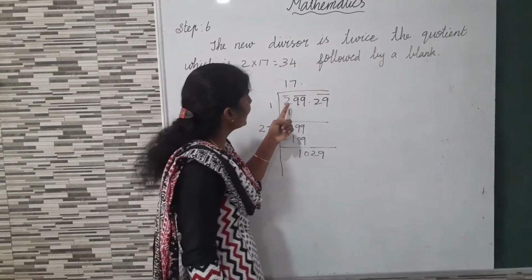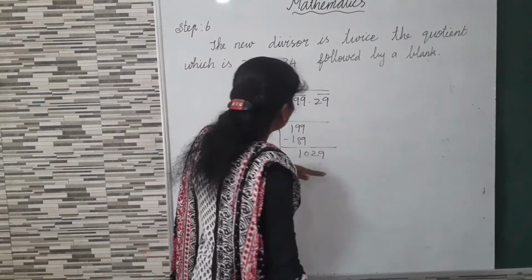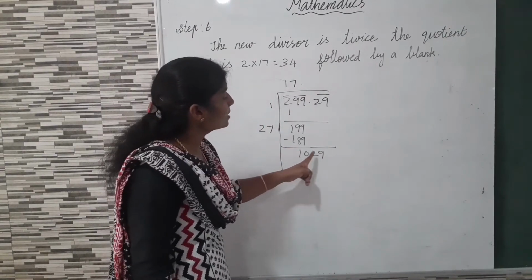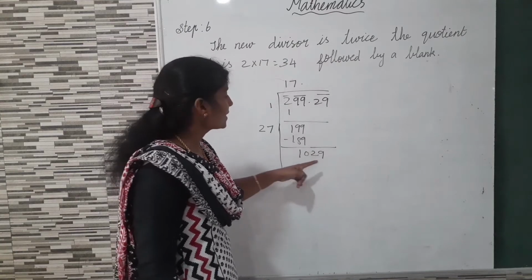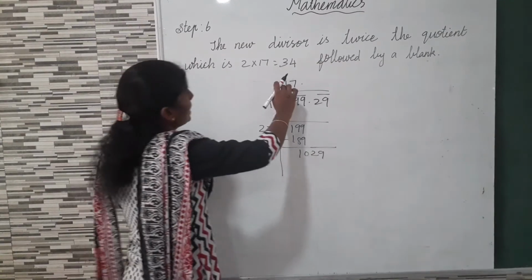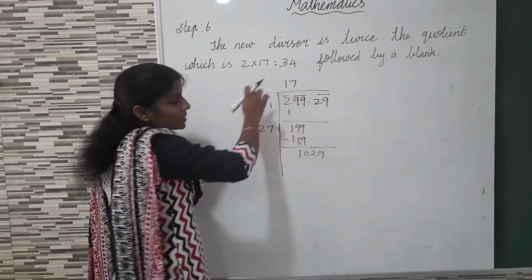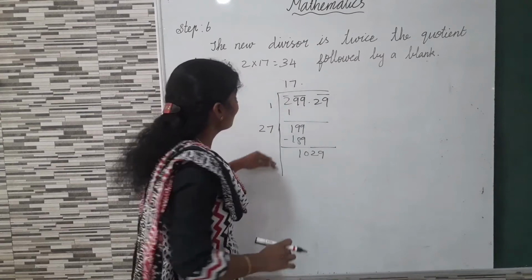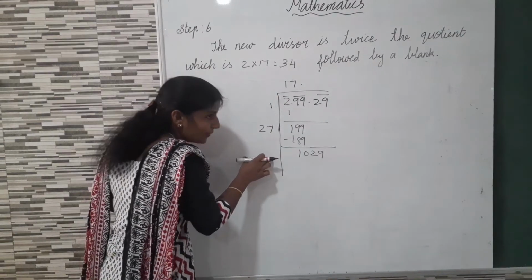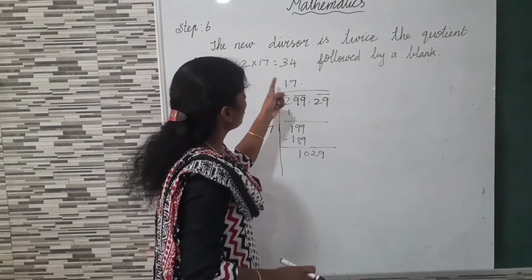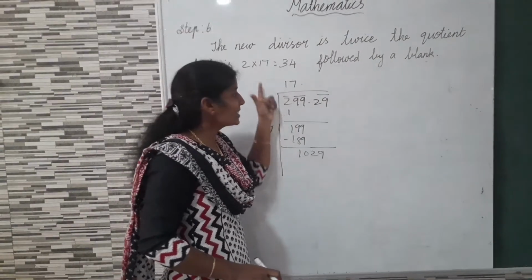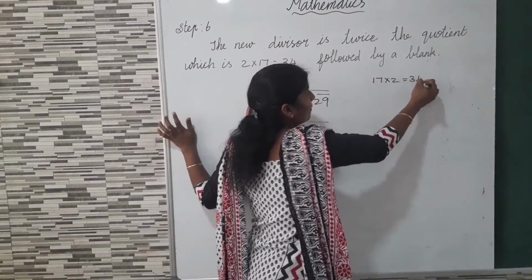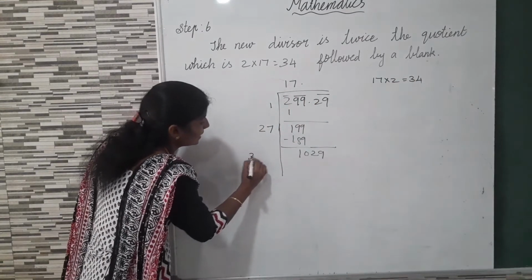Now here 299.29. Now we got one new dividend, that is 1029, isn't it? Now we want to multiply by 2 the quotient. What's the quotient? 17. Okay, the new divisor is twice the quotient, which is 17 into 2. 17 into 2 is equal to 34. So we can write here 34.